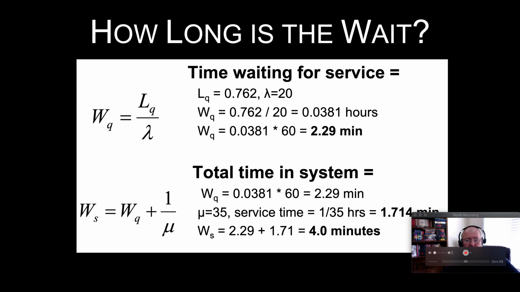How long is the wait? Here it is, 0.762. We have that for LQ. Lambda is 20 per hour. Waiting time, 0.762 over 20 is 0.0381 hours, so about 2.29 minutes. Not bad. What about the total amount of time you spend in the system?